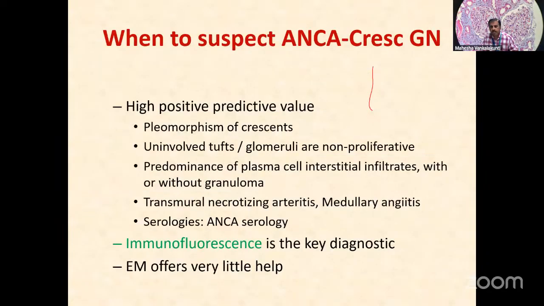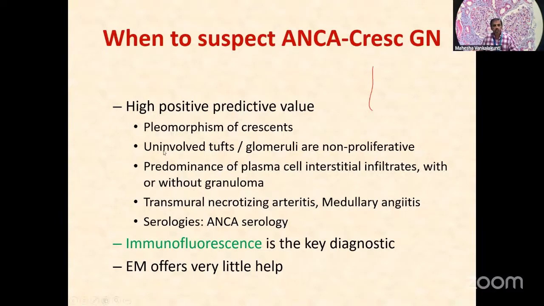So in the renal histology, when we screen the cases, what are the points, or when do we have to suspect ANCA crescentic GN? The positive predictive value of it turning out to be ANCA is when we see a pleomorphism of crescents, meaning the aging of crescents spans from cellular to fibrocellular to fibrous. It just hints that the origin of these crescents is over a period of time, and not at a single point of time.